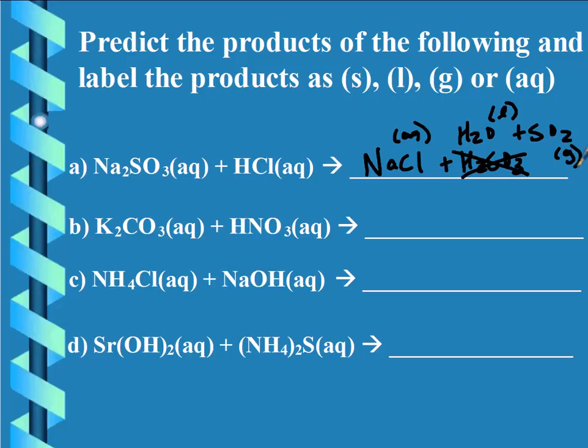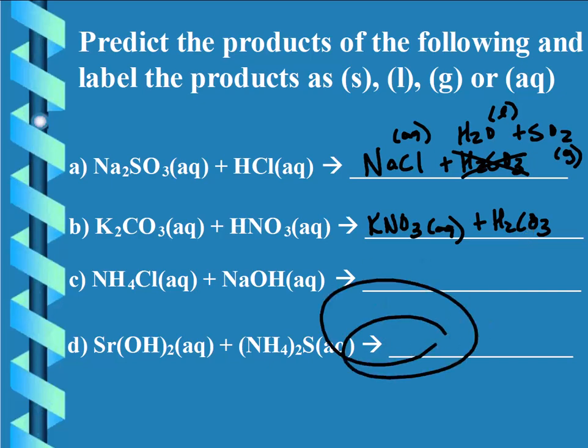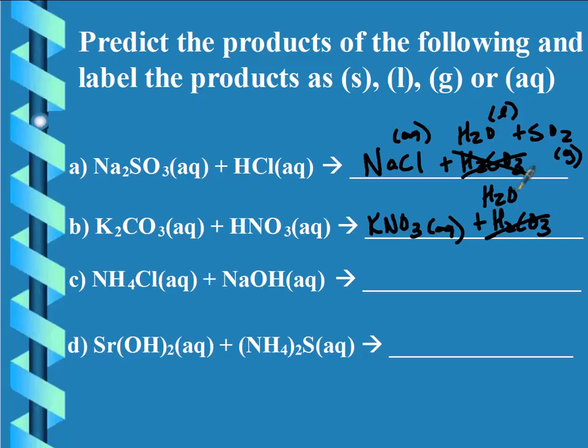Go ahead and pause the video and try the next one on your own. Restart when you're done. So you got nitric acid. So you got potassium nitrate and carbonic acid. And then that carbonic acid should break down into water, liquid, and CO2 gas.